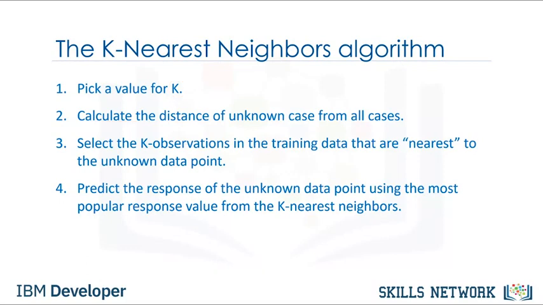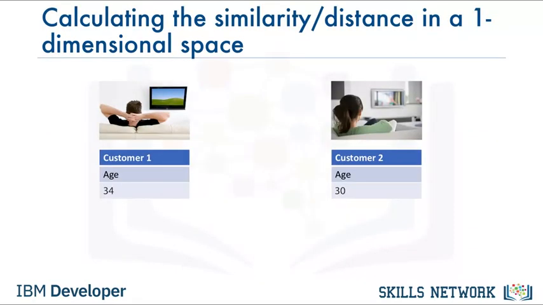Let's first start with the second concern, that is, how can we calculate the similarity between two data points? Assume that we have two customers, customer 1 and customer 2. And for a moment, assume that these two customers have only one feature, age.